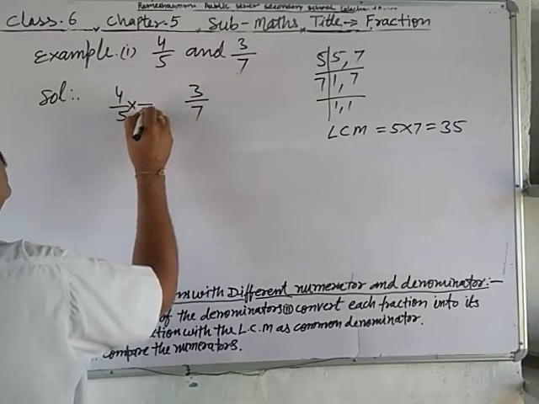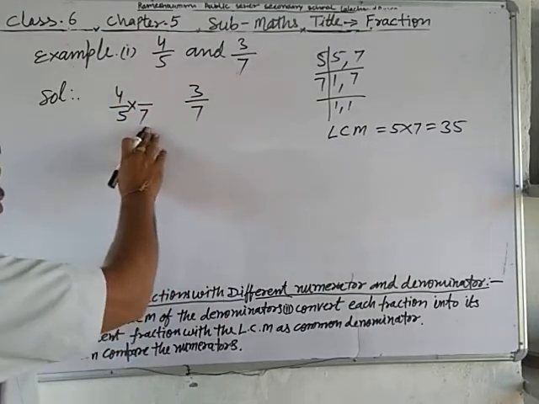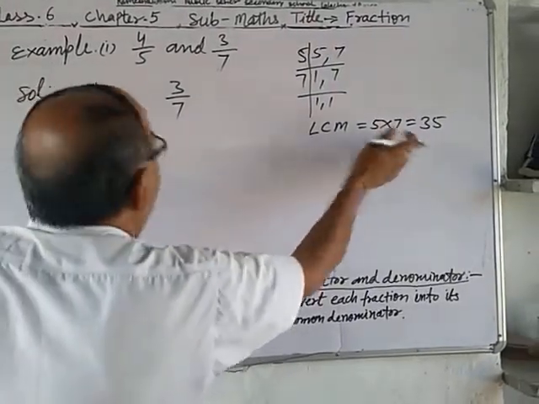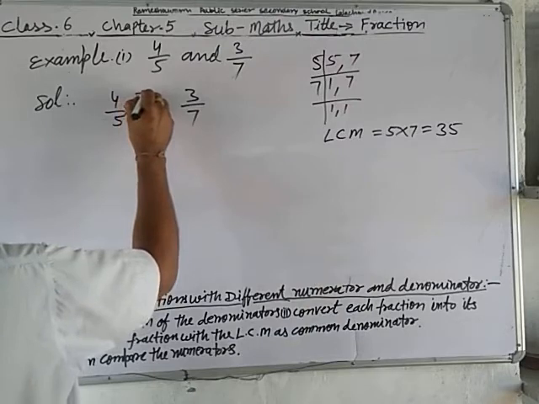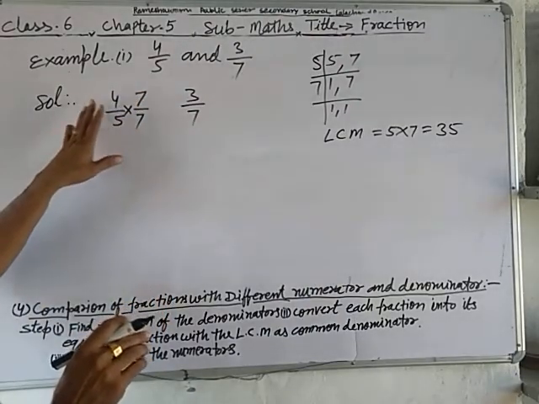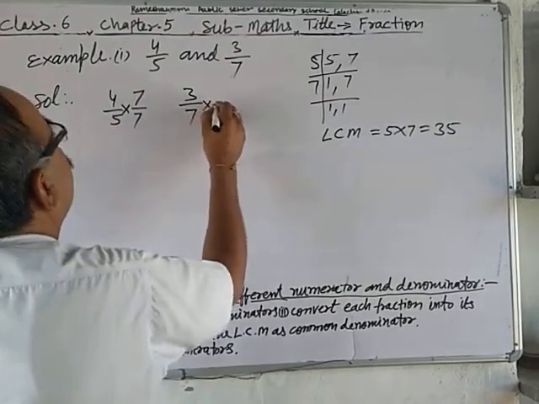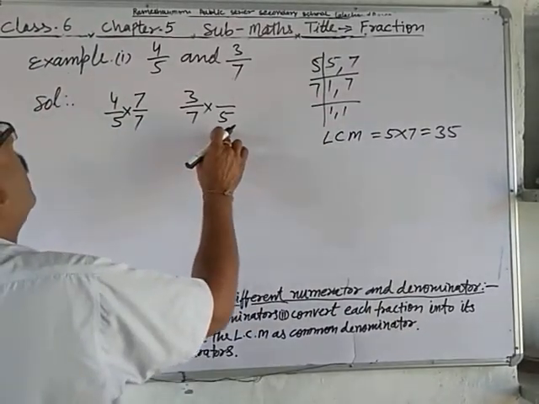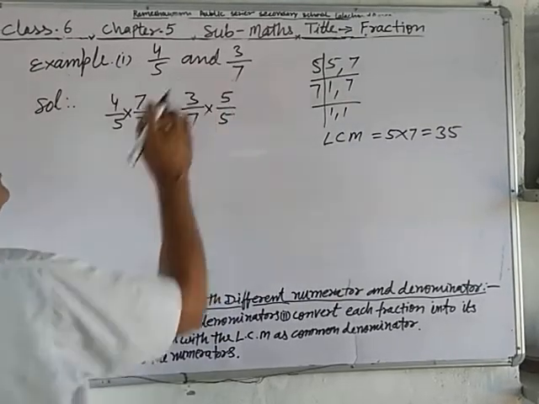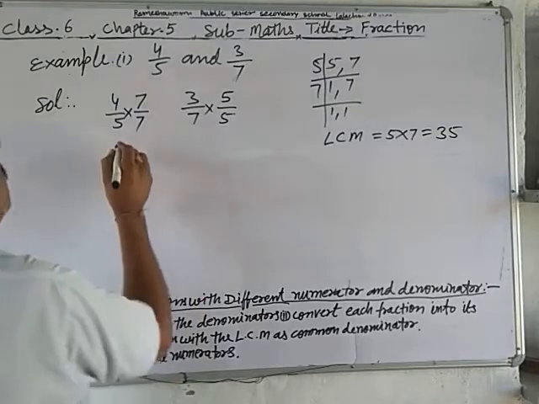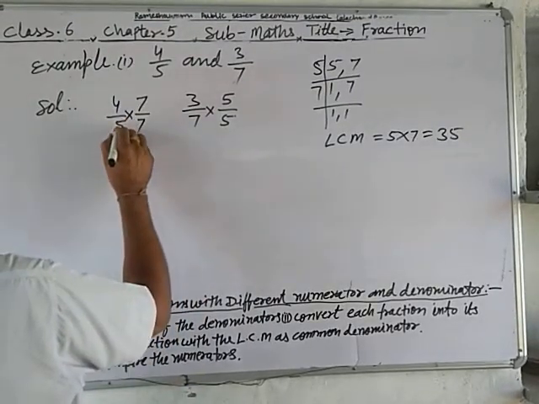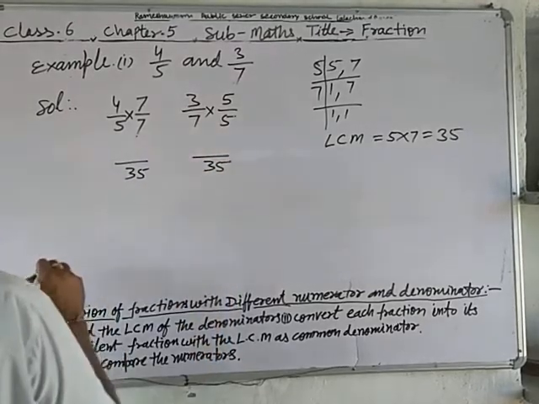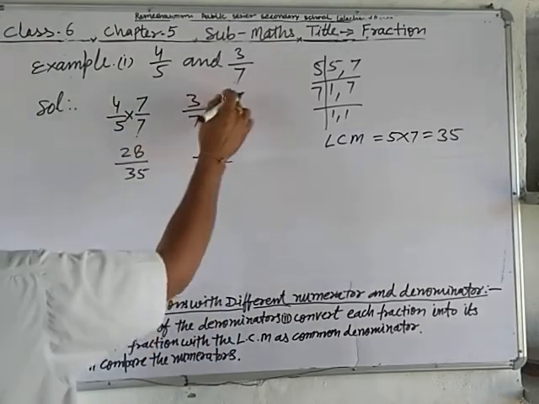We multiply the denominator by 7 to make 35, and we have to multiply the numerator by 7 also. And we multiply the denominator 7 by 5 to make 35, the same LCM, and we have to multiply the numerator by 5. 7 fives are 35 and 7 fives are 35. 7 fours are 28 and 5 threes are 15.